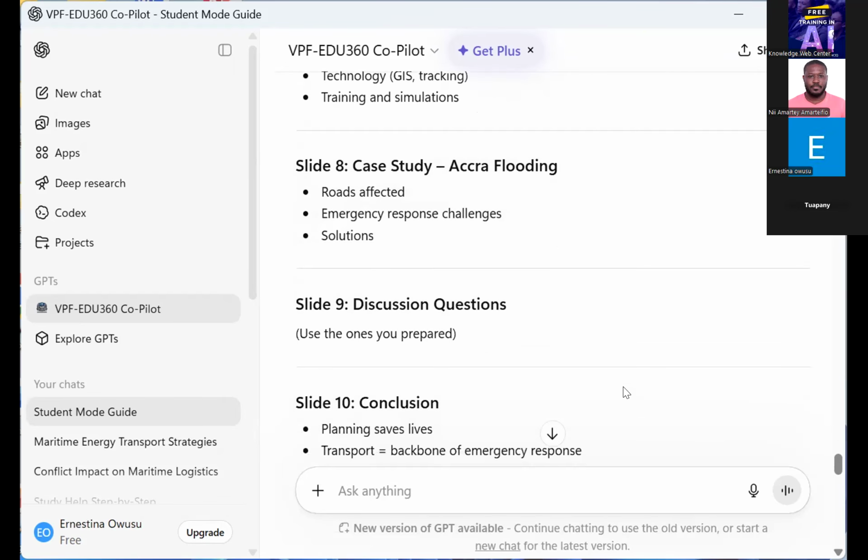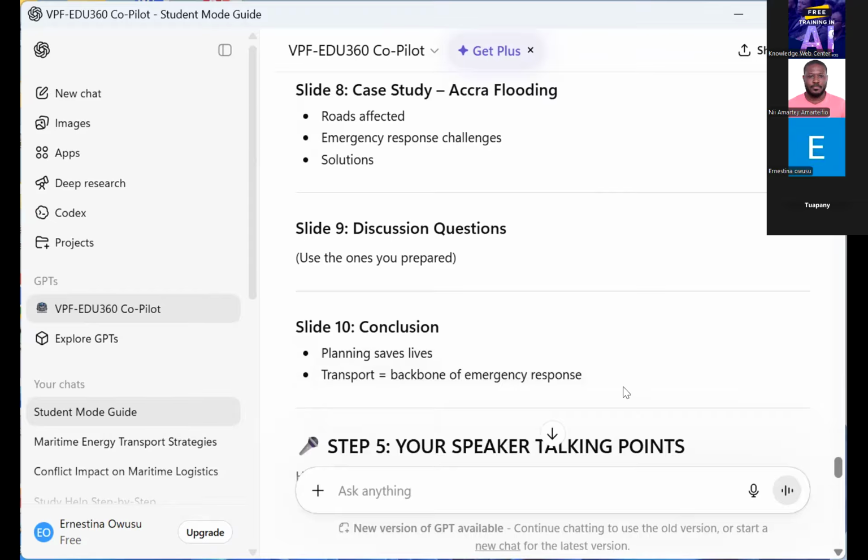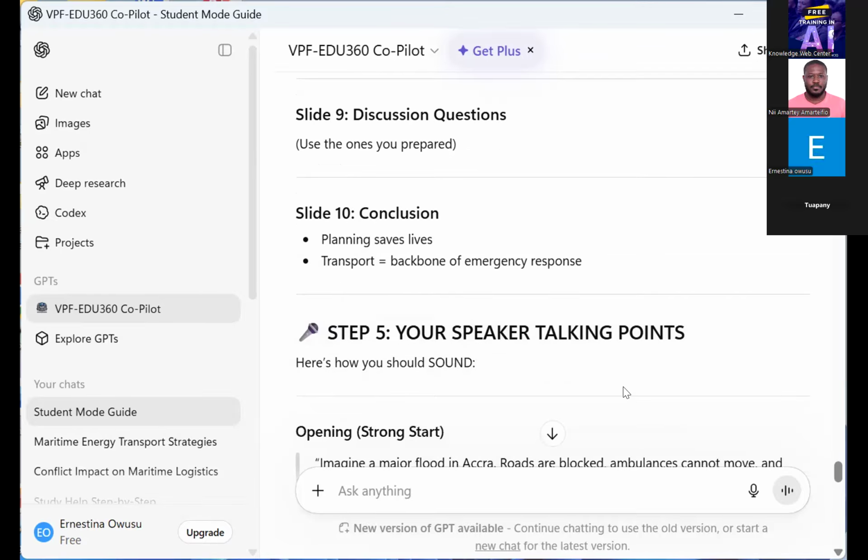Slide 8, case study, Accra flooding. Roads affected, emergency response challenges, solution. Then slide 9, discussion questions. Use the ones you prepared. Then slide 10, conclusion. Planning saves lives. Transport is the backbone of emergency response.